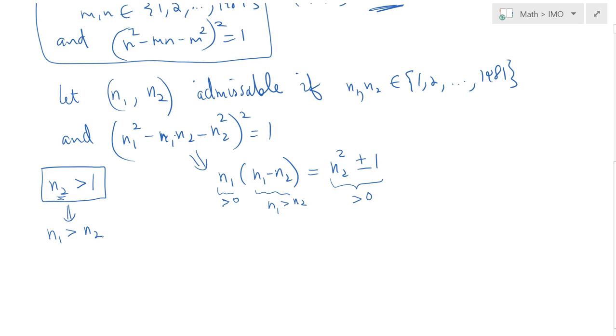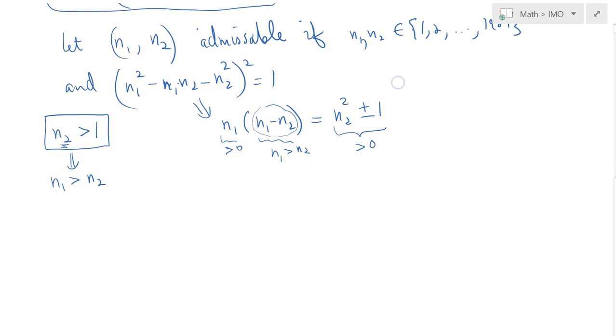So as a result, this gives us an idea on how things might be working out. Does everyone agree on n1, n2 being an admissible pair, right? So now consider this. I'll make the following definition. Let's set n3 equals n1 minus n2. Recall n1 is strictly greater than n2, and this inspires me to consider it as n3.